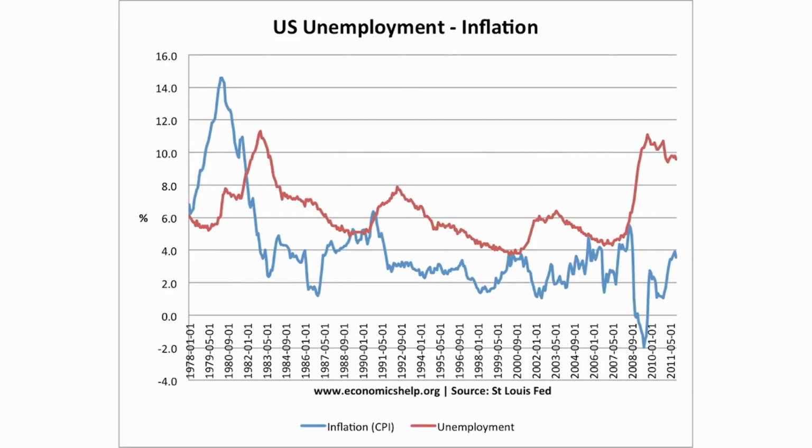Let's look at some numbers here. So here we have our U.S. employment and inflation. Inflation is in blue, unemployment is in red, and you can see somewhat that one's going up, one's going down. It's not perfect. I wouldn't say it happens every time, but for the most part, you can definitely see that relationship.